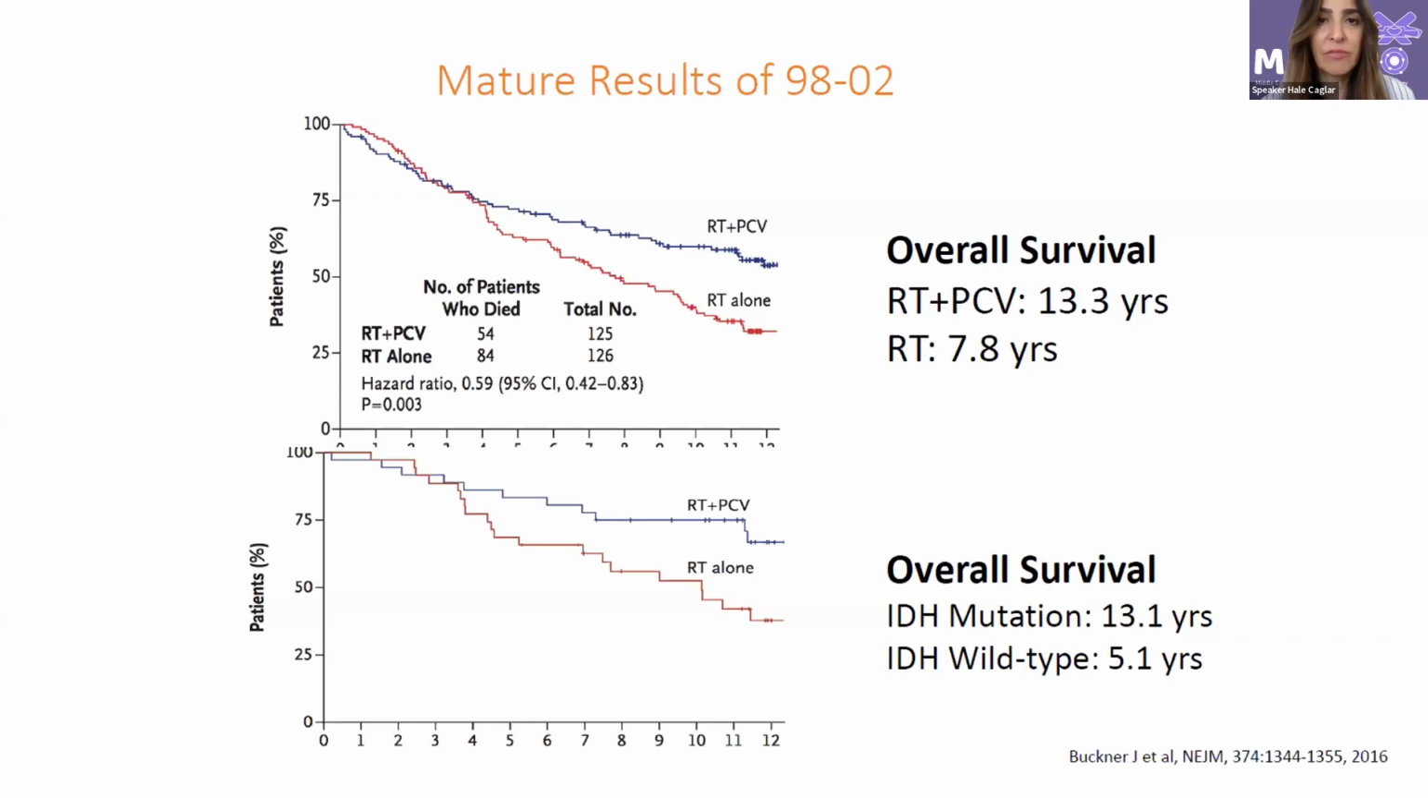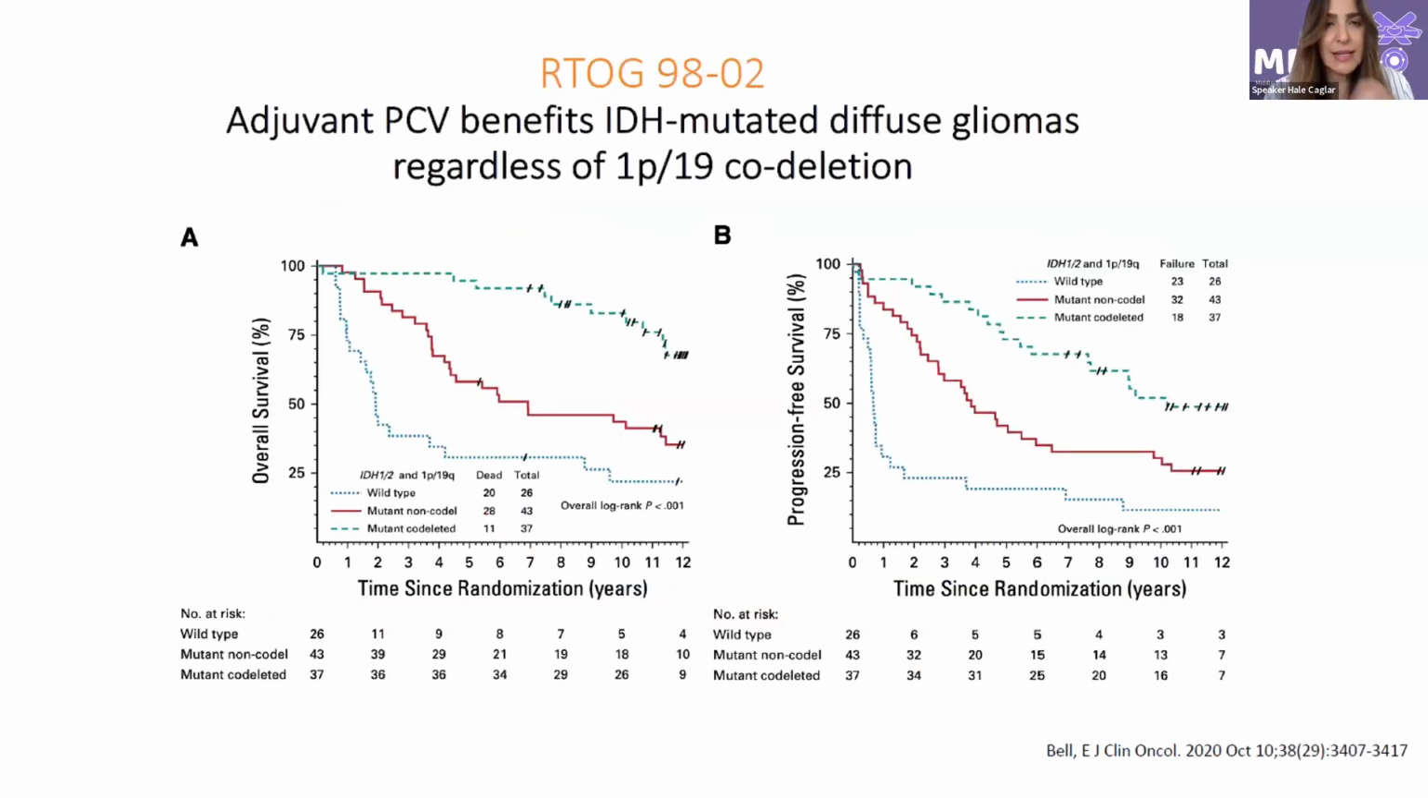The first thing that we have learned is the addition of PCV chemotherapy increases overall survival compared to radiation alone, but it also again emphasized the importance of IDH mutation irrespective of the patients receiving therapy. And the IDH mutation was also predictive for the addition of chemotherapy. The patients who had the IDH mutation benefited from the PCV chemotherapy more than non-mutated patients. And this was emphasized in a follow-up paper.